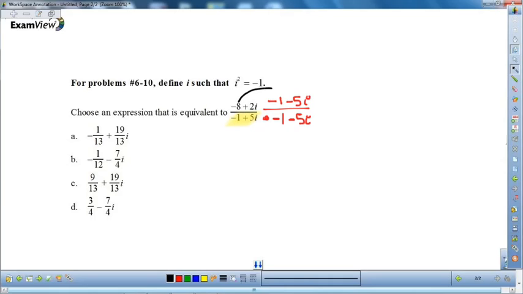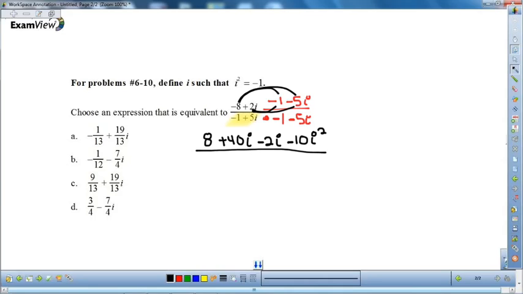So we're going to have negative 8 times negative 1 is positive 8. Negative 8 times negative 5 is positive 40i. And then we do the same thing with the 2i. 2i times negative 1 is negative 2i. And 2i times negative 5i is negative 10i squared.